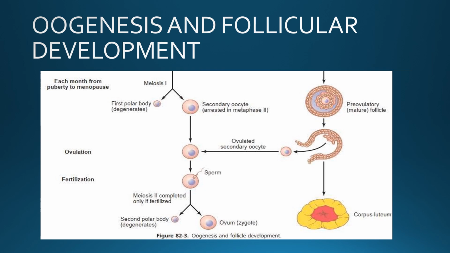So this ovum, the secondary oocyte, if it is fertilized by the sperm, then meiosis 2 is completed, and the second polar body degenerates, and the ovum proceeds to develop into a new individual. If it is not fertilized, the remaining part of the follicle is converted to the corpus luteum, which degenerates and is discharged out of the vagina along with the normal menstrual bleeding.